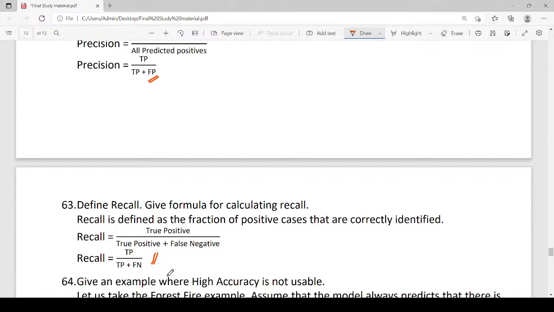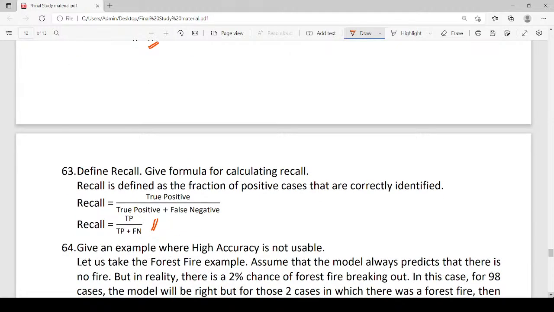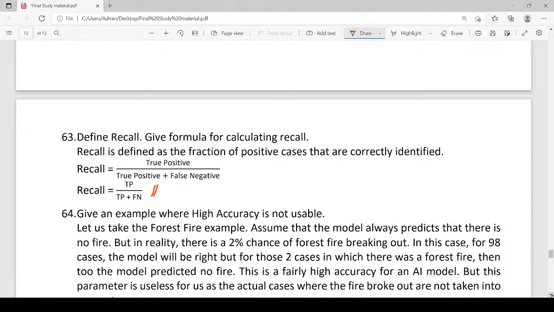Now, if you're asked for an example where high accuracy is not usable, let us go with the example which is given in the textbook. We consider the case of forest fire. It always predicts that there is no fire, but in reality, there is a 2% chance of forest fire breaking out. Now in this case, even though the model is 98% accurate, it is not considering the actual case of forest fire. Hence here high accuracy is not usable.